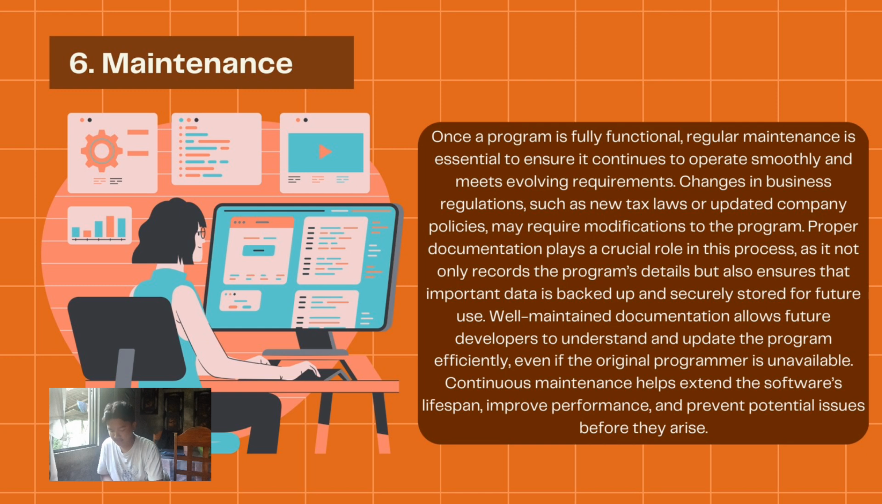So, maintenance. Once a program is fully functional, regular maintenance is essential to ensure it continues to operate smoothly and meets evolving requirements, such as Facebook, Messenger, Instagram. Those websites or apps update, auto-update on our phones. It needs maintenance because some of the phones do not have auto-update turned on.